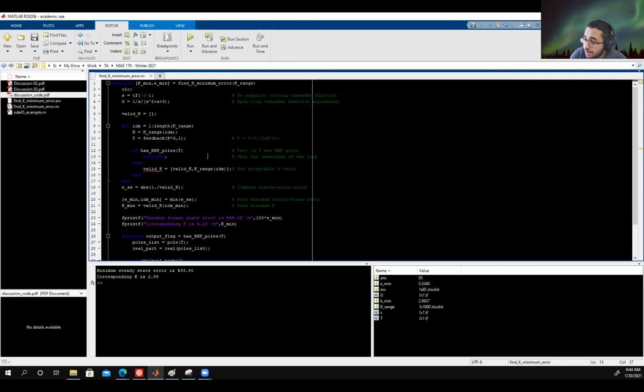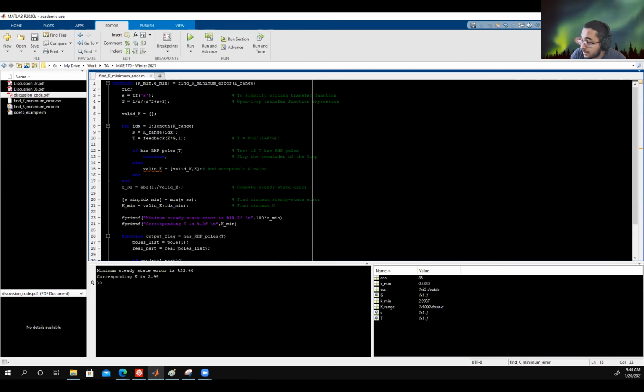If it does not have any right half plane poles, this means that this is a valid value for k, so we can add it to our array valid k, using this simple syntax here, which basically says that valid k is equal to whatever was in valid k before, and then we just add the new value from k range at this particular index, for which t has no right half plane poles.